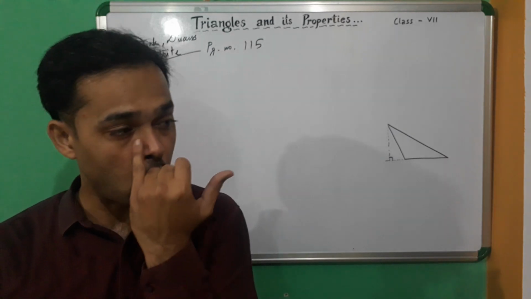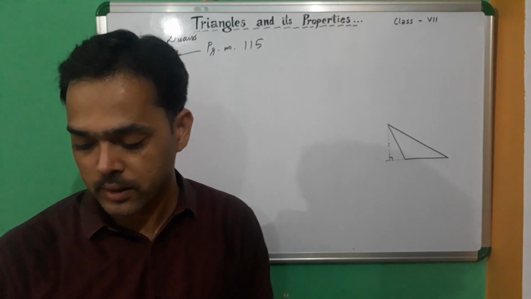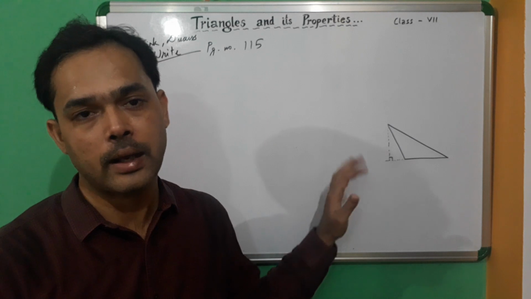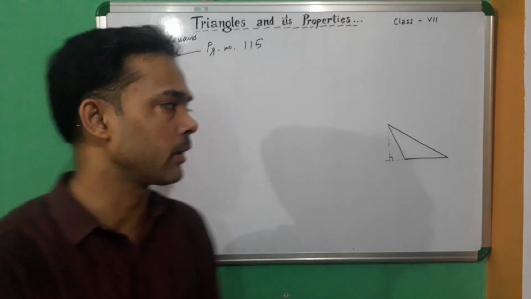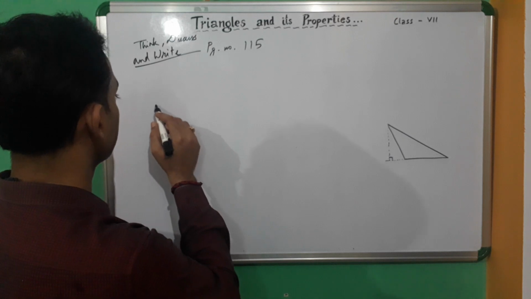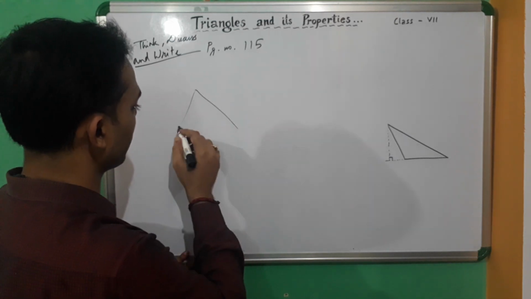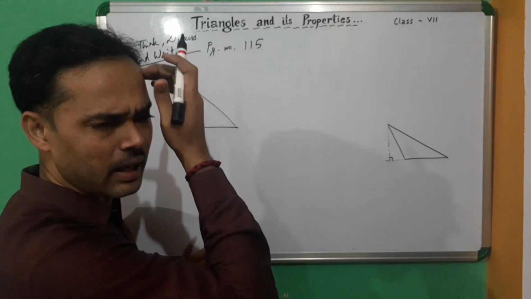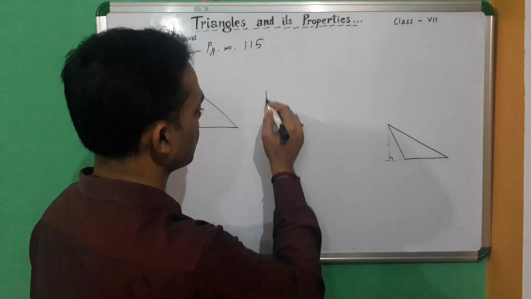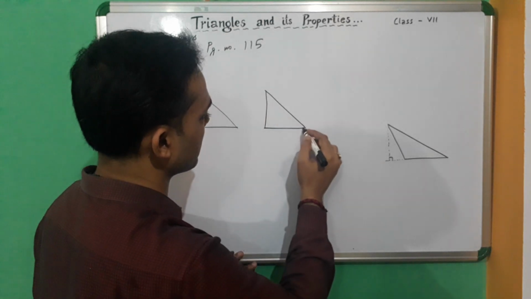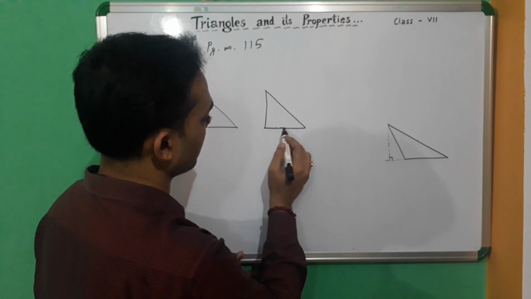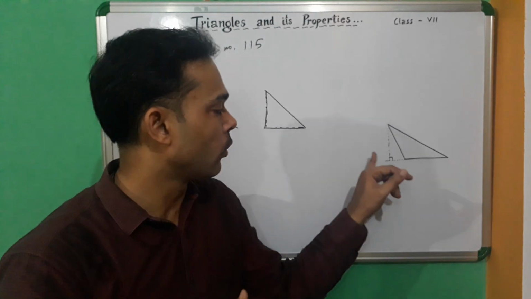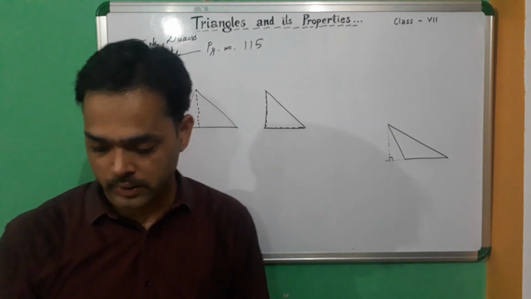So it is not compulsory that every time it will be lying inside. It can also be on the side, as I have shown in the right angle triangle, and it may also be outside of the triangle, as you can see here. If you want, you can show all three types. For an acute angle triangle, you can show this where it lies inside the triangle. Then for a right angle triangle, the altitude will be this one, lying on the triangle, and then over here you can see one lying outside the triangle.